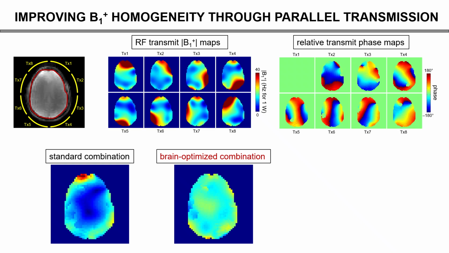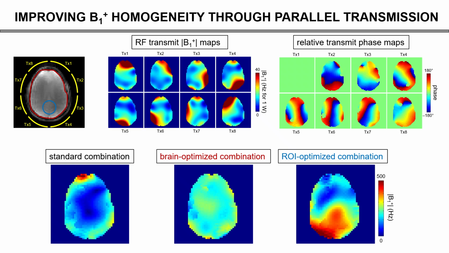You can go even further if you're interested in, let's say, only a single voxel spectroscopy in the blue circle. You can optimize it over just that, and you can see you can greatly increase the B1 transmit efficiency at the expense that it's lower at other locations, but that's okay for single voxel spectroscopy.